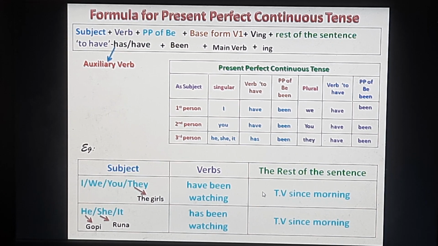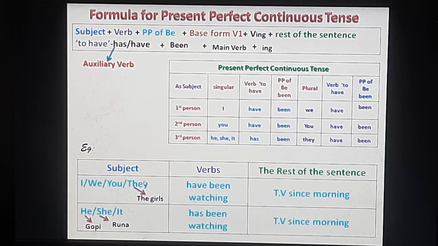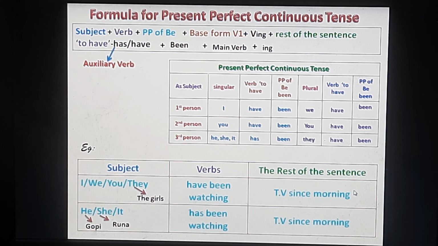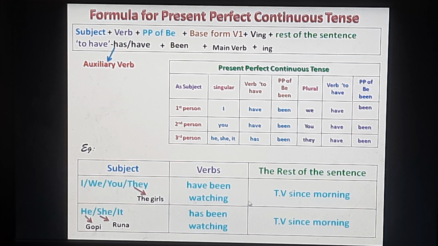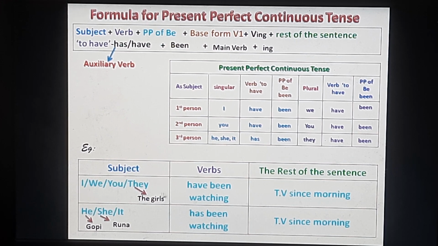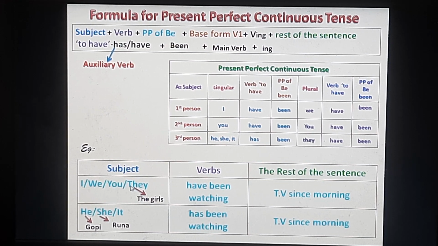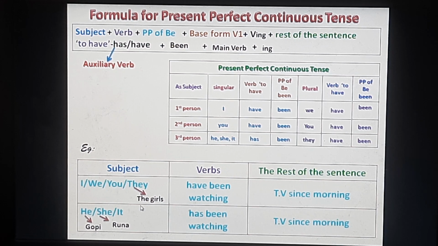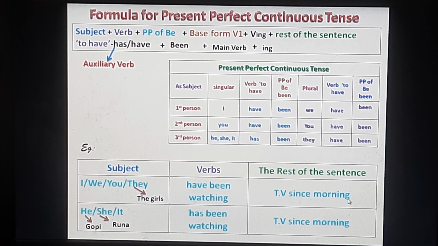We have been watching TV since morning. You have been watching TV since morning. They have been watching TV since morning. Now this third person plural they can be substituted with the noun the girls. The girls have been watching TV since morning.